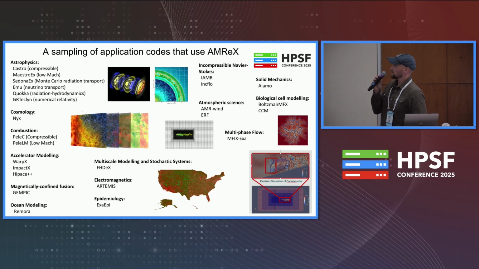This slide is showing just a sampling of different application codes that use AMReX. People have used our package to solve a wide variety of different types of equations and problems: astrophysics, cosmology, accelerator modeling. Some of these are interesting because they don't fit the paradigm you traditionally associate with adaptive mesh refinement. So we have projects using AMReX to study epidemiology, biological cell modeling, or the growth of fungi on an agar type surface.